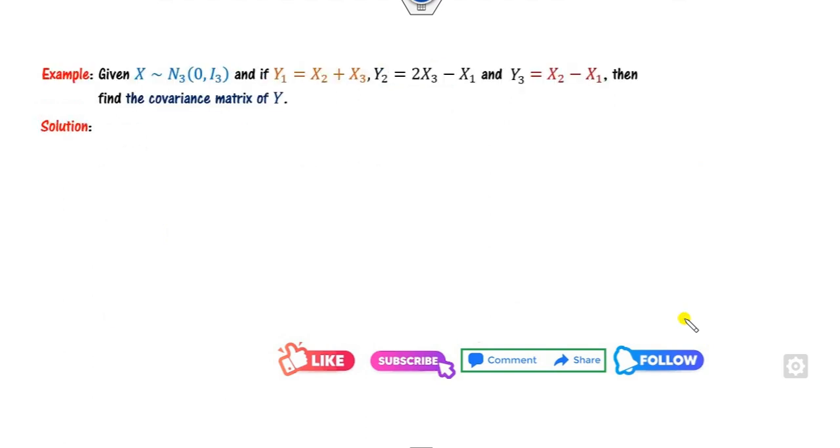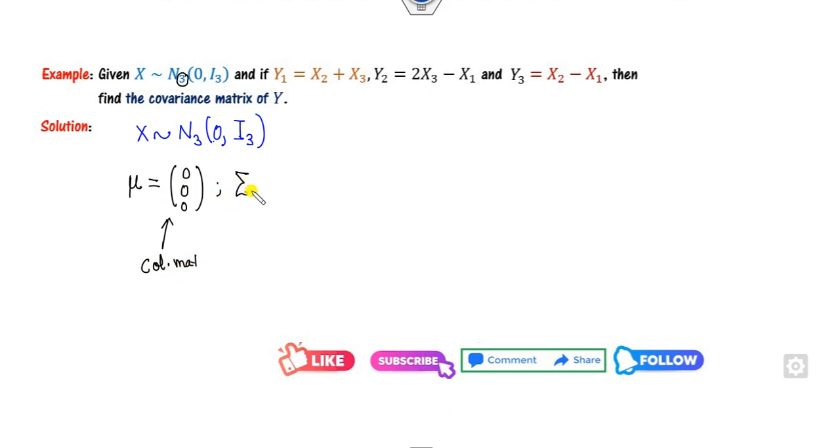Now I will explain how you can solve this problem with the help of various examples. What does it mean? X follows the multivariate normal distribution of this. That means this mu is my 0. So what is the dimension of this? It's 3: 0, 0, 0. Always remember, this is always the column matrix. And what is the sigma? Identity matrix. So 1, 0, 0, 0, 1, 0, 0, 0, 1.